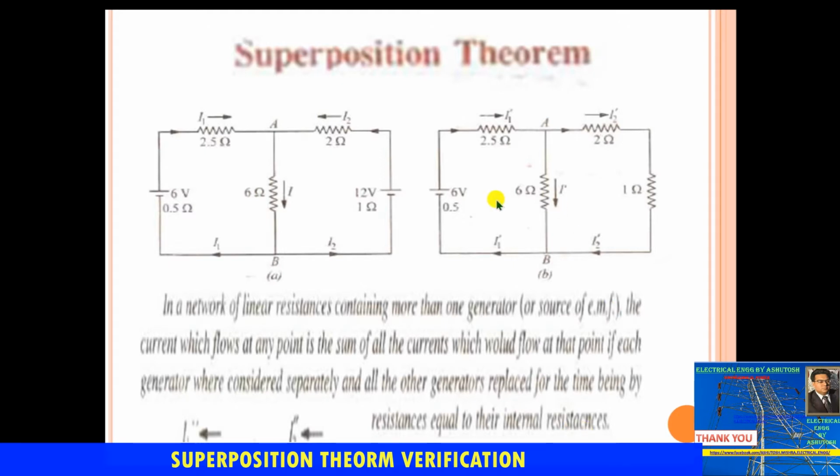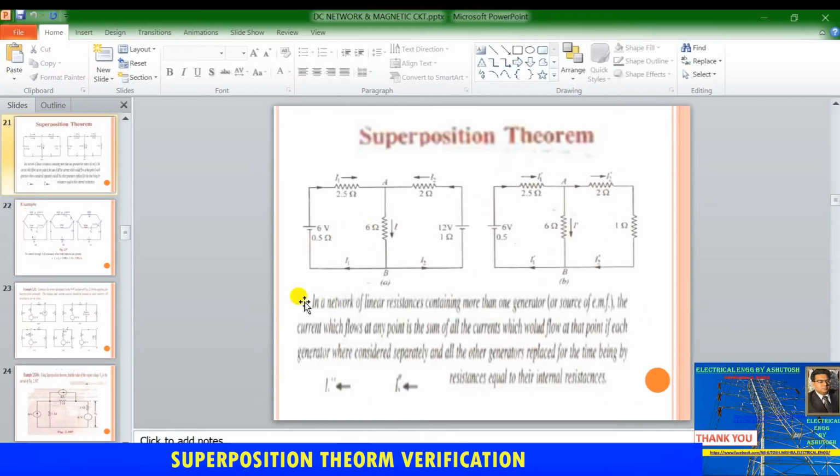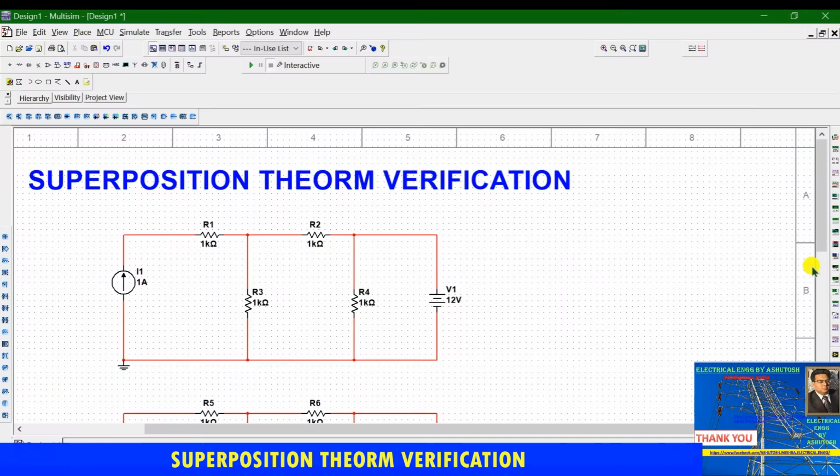As you can see, this is the statement, and according to this statement we have to solve this problem by separating one by one, taking one source at a time. There are two sources. You can see over here, this is the voltage source.